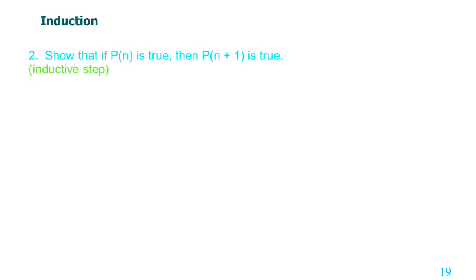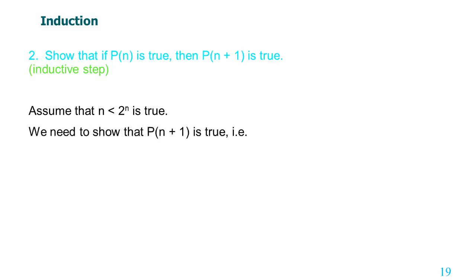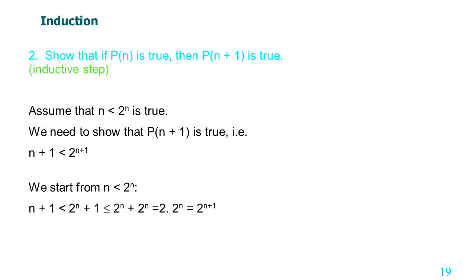Now the second step is the inductive step: if P(n) is true, then P(n+1) is true. Assume that n is less than 2 to the power n is true. Then we need to show that P(n+1) is true, that is, n+1 is less than 2 to the power n+1. We start from n is less than 2 to the power n. Then n+1 is less than 2 to the power n plus 1.